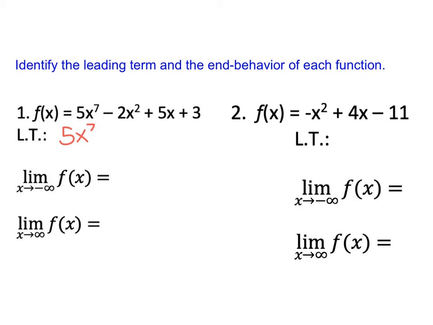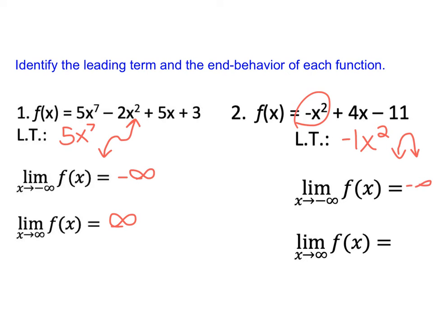So here's what I notice. It's odd degree, and my leading coefficient is positive. So what does that mean? Well, it's going to be something like this. It's going to wiggle around in the middle, but on the ends, that's how it looks. So I often sketch it, and then I write my end behavior. So it's negative infinity on the left and positive infinity on the right. In number 2, my leading term is negative 1x squared. So this is even, but it has a negative coefficient, so this one is going to open downward. So my limits would be approaching negative infinity on both the left and right.